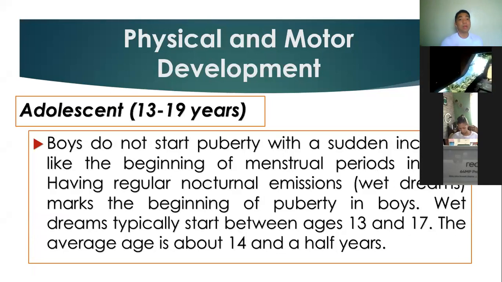So these are important, remember them for adolescence. Now, boys do not start puberty with a sudden incident like the beginning of menstrual periods in girls. Having regular nocturnal emissions or wet dreams marks the beginning of puberty in boys. Wet dreams typically start between ages 13 and 17. The average age is about 14 and a half years.